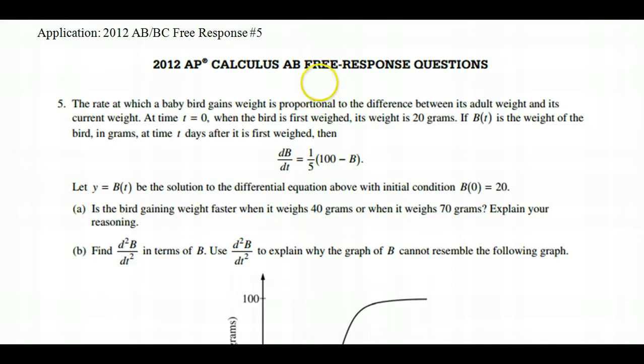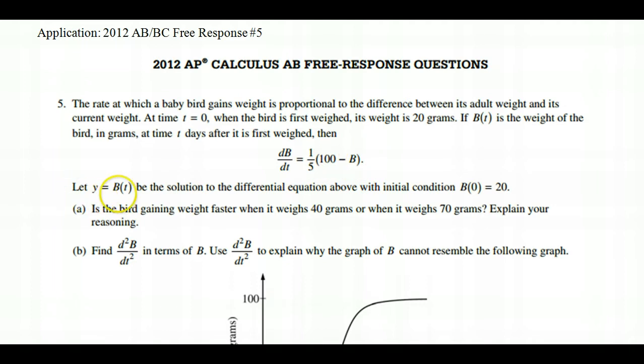And now finally an application problem. This is the 2012 AB/BC free response question number 5. The rate at which a baby bird gains weight is proportional to the difference between its adult weight and its current weight. At time 0, when the bird is first weighed, its weight is 20 grams. If b of t is the weight of the bird in grams at time t days after it is first weighed, then db dt equals 1 over 5 times 100 minus b.